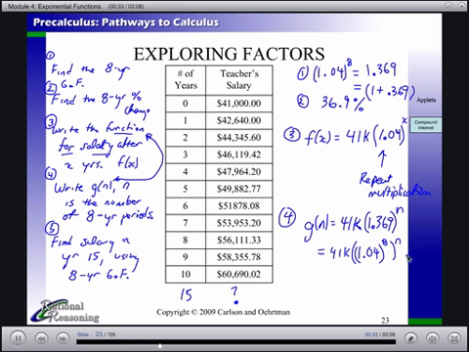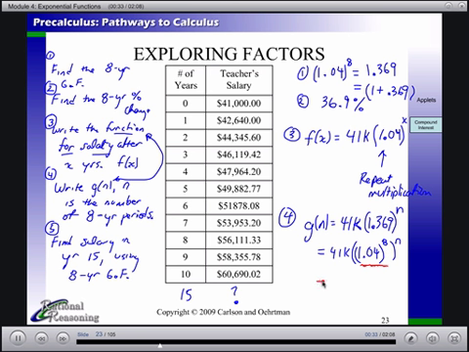No, that doesn't work. No, because look at what it is. Where did the 1.369 come from? It came from 1.04 to the 8th, right? So this also here is the 1.369, 1.04 to the 8th.